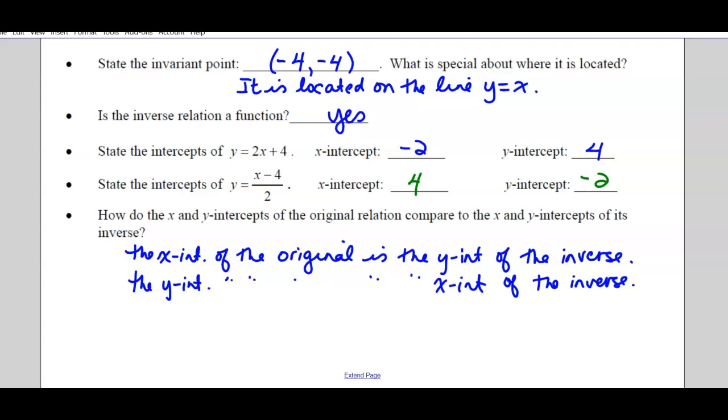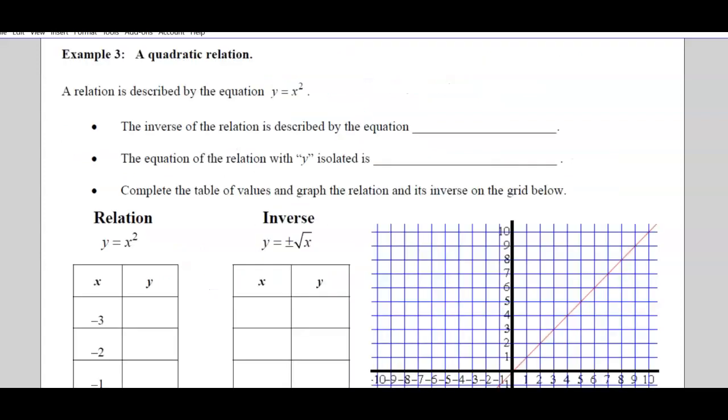Okay, you can see a little title there saying "Now quadratics." It just got shifted, so the quadratic relation is at the bottom of the page rather than the top. Now we're going to do the same with y equals x squared. Okay, so the inverse of the relation.